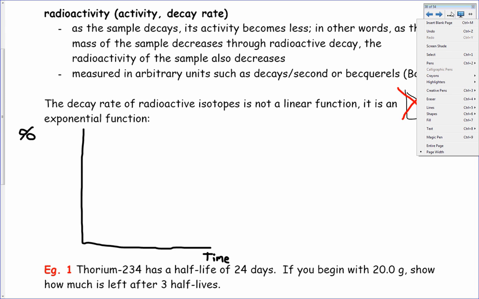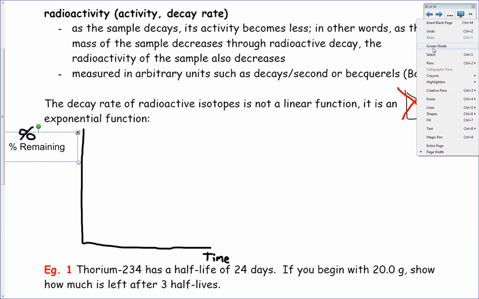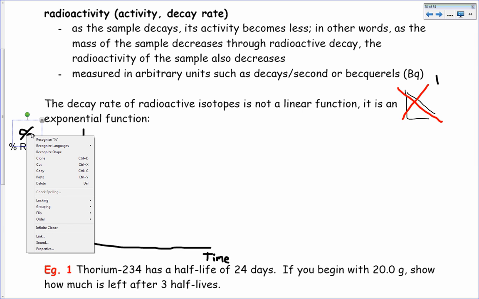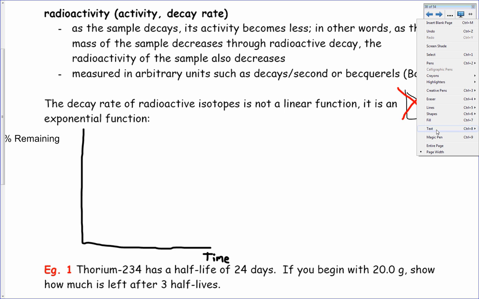I'm gonna do this differently here. So I'll do this as percent remaining. It's just easier to type it. Okay, so percent remaining, and that's what usually goes on here. So what that means is that we usually have, let's see if I can get the text again.